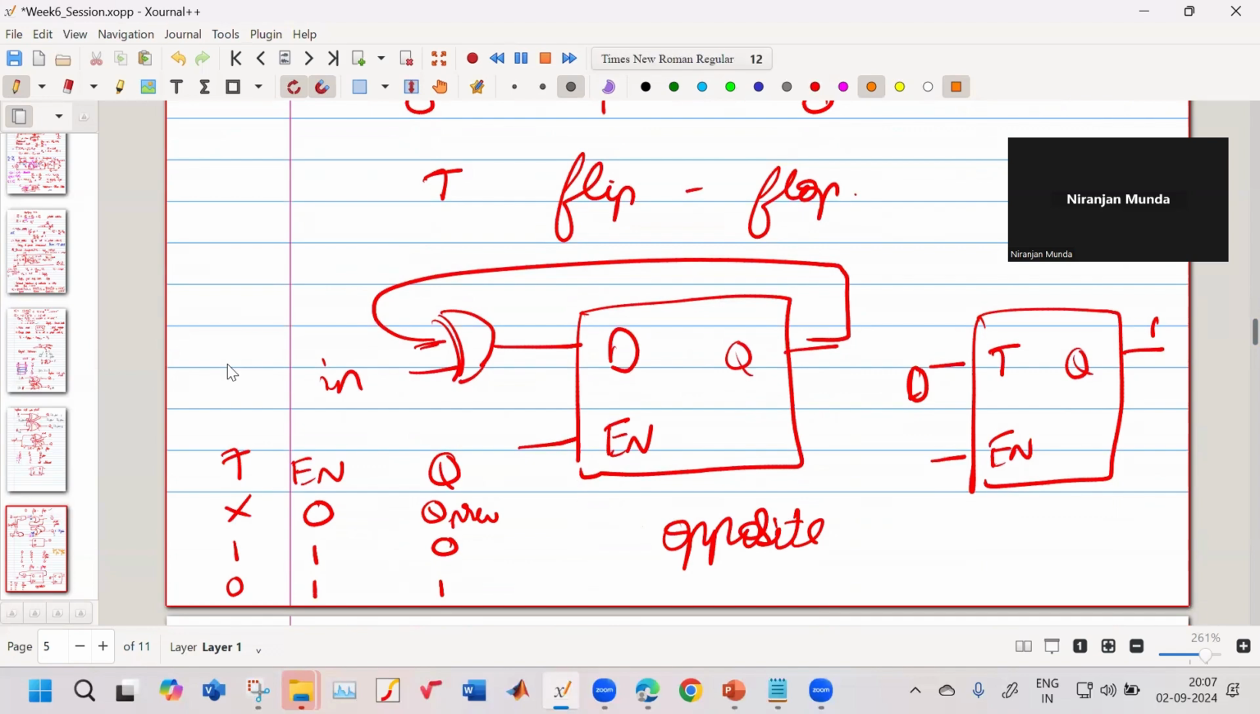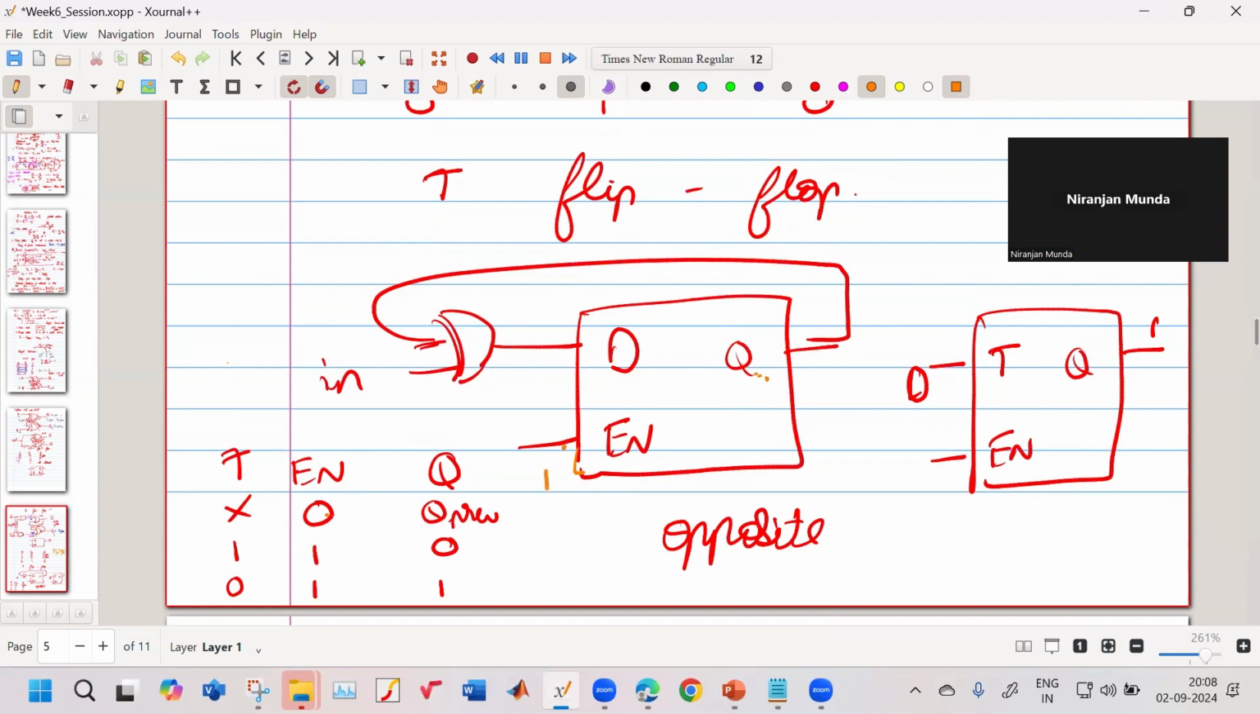Next, what do we have? We have what is known as a T flip-flop. So a T flip-flop is made by combining a D flip-flop and an XOR gate. So what happens if enable is 0? Then the D flip-flop holds. When enable is 0 and it's a D flip-flop, Q will be Q previous, right? So Q will hold on to the previous value as we showed in the D flip-flop. So enable is 0, Q will be Q previous.